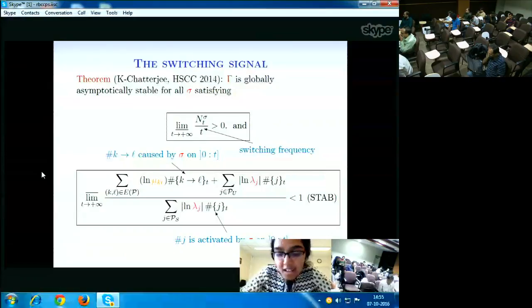So let's say you have a system. Let's consider a very simple case. X of t plus 1 is A X t plus B U t, okay? Now, A is unstable, but whenever you apply the control, consider a state feedback control, you have A plus BK, that is stable.